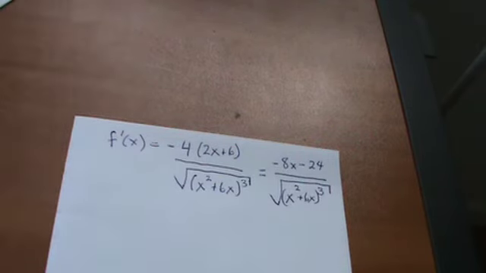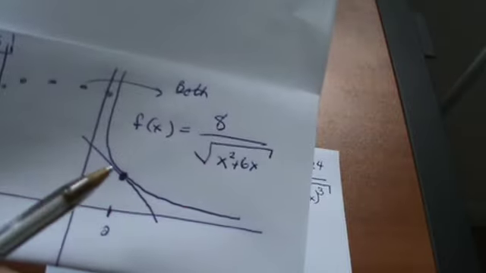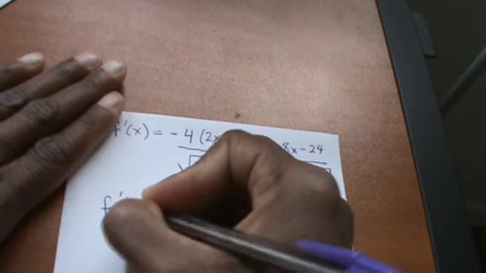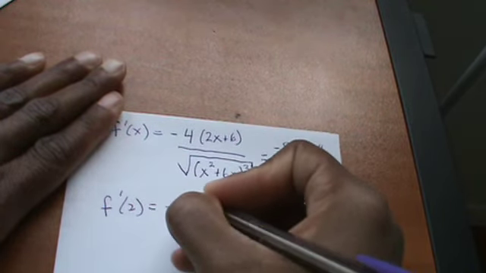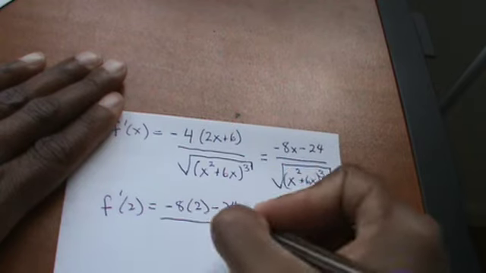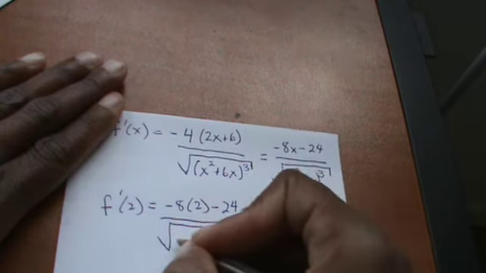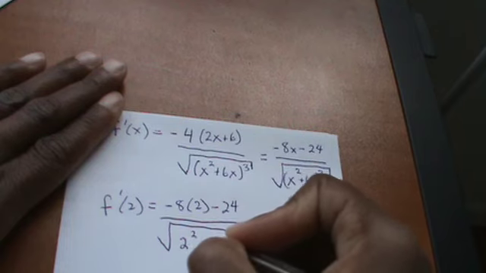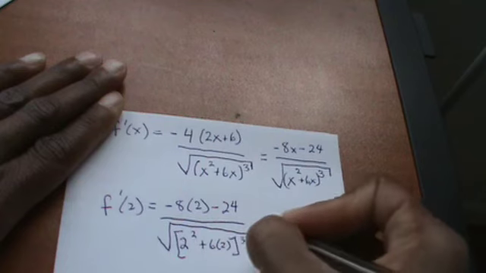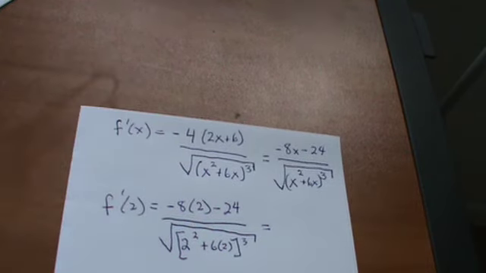So I want to go back for a minute because we have to be paying attention to the fact that we're not just finding our slope generating machine anywhere, but we want to find it specifically at 2. We'd like to find the slope of this tangent line. So we're going to plug 2 in. So then f prime of 2 equals negative 8 times 2 minus 24 all over the square root of 2 squared plus 6 times 2, whatever that is, we're going to cube it. All right, so let me get my calculator out real quick.